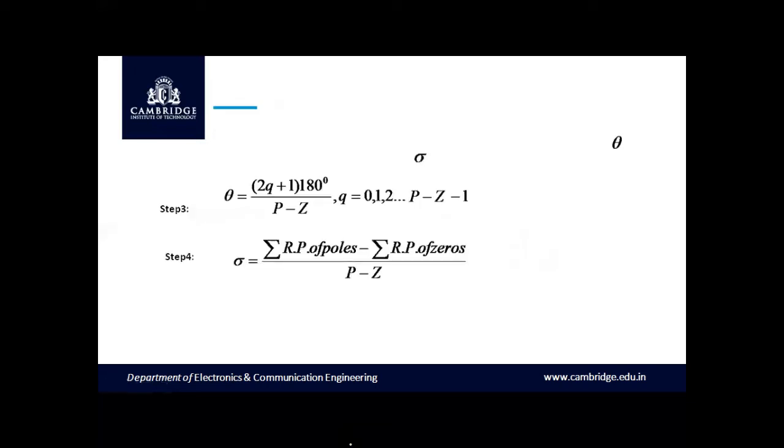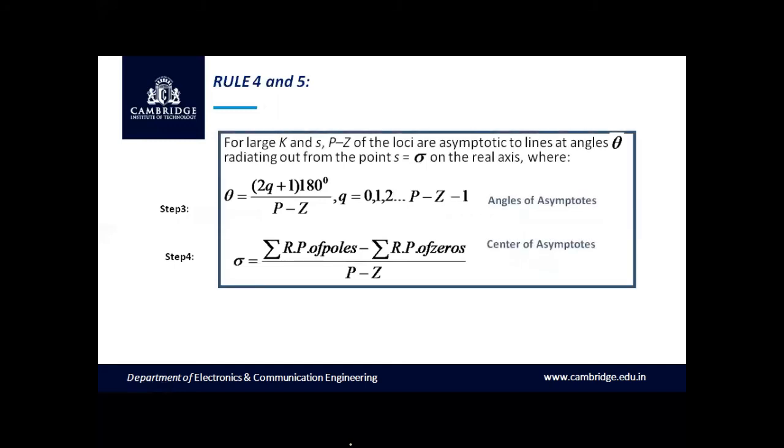Let us move on to the next rule. Rule number 4 and 5. For large k and s, p minus z of the loci are asymptotic to lines at angle theta, radiating out from the point s is equal to sigma on the real axis, where theta is equal to (2q plus 1) into 180 degree divided by p minus z, where q is equal to 0, 1, 2, extended up to p minus z minus 1. And theta is nothing but the angle of asymptotes.